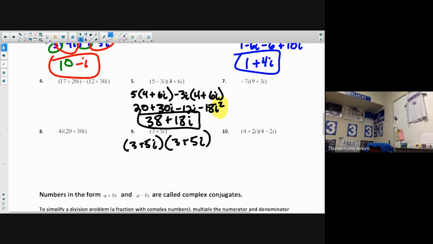That should look somewhat familiar if we think about binomial times binomial. So let's just go ahead and do it. So we have 4 times 4 minus 2i, and then plus 2i times 4 minus 2i.